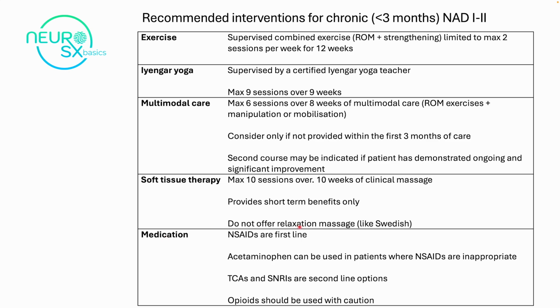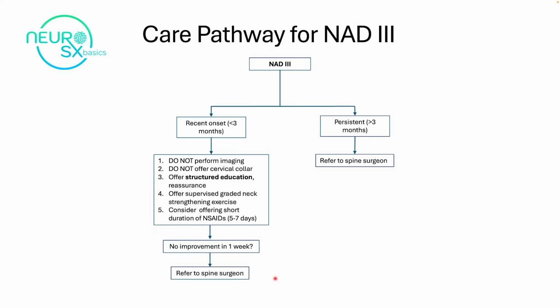And lastly, we can also offer them medication. If you're offering medication, NSAIDs will be the first line, again used for a short duration only. If the patients cannot receive NSAIDs, you can give them acetaminophen for chronic NAD I to II. If these don't work, then second line additions could be tricyclic antidepressants or SNRIs. Opioids can be used in patients with chronic pain, but should be used with caution, with concern for dependence.